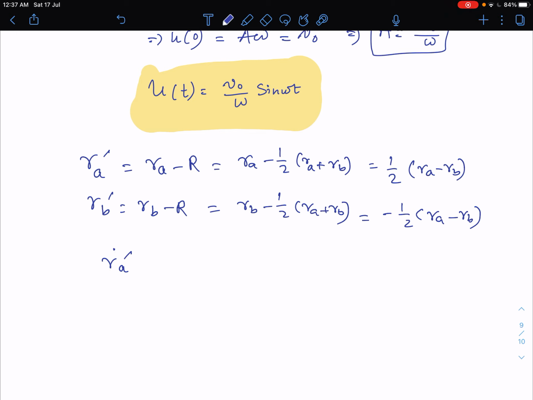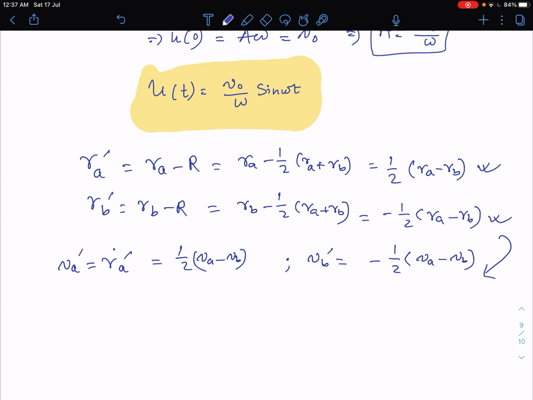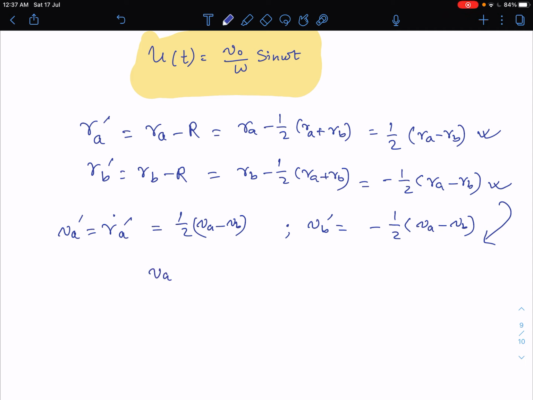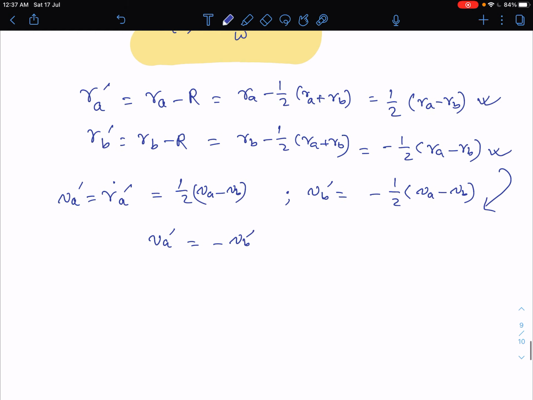So Ra prime dot, that is Va prime at a later time, is half of Va minus Vb. Similarly, Vb prime is minus half of Va minus Vb. We have just taken the time derivative of these to get this relation. So that means Va prime is minus Vb prime. Now Va prime minus Vb prime is just u dot, right?